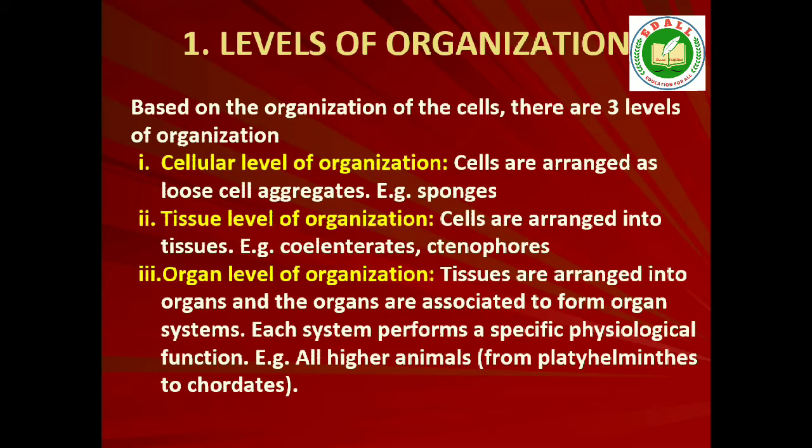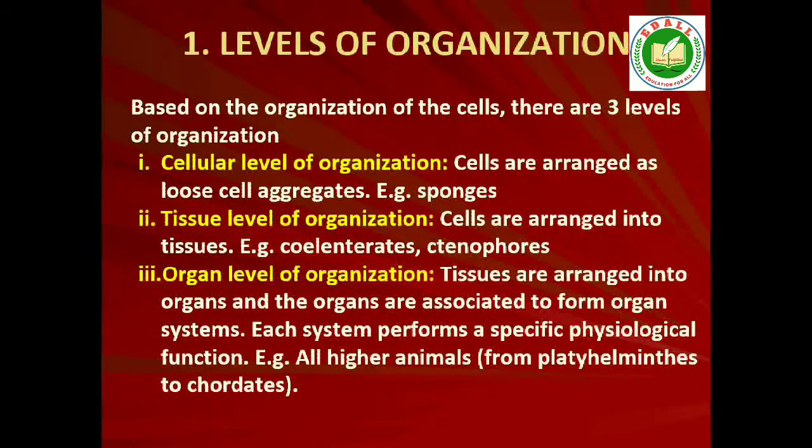In coelenterates, the arrangement of cells is more complex. Here the cells performing the same function are arranged into tissues, hence it is called tissue level of organization. A still higher level of organization, that is, organ level, is exhibited by members of platyhelminthes and other higher phyla, where tissues are grouped together to form organs, each specialized for a particular function.